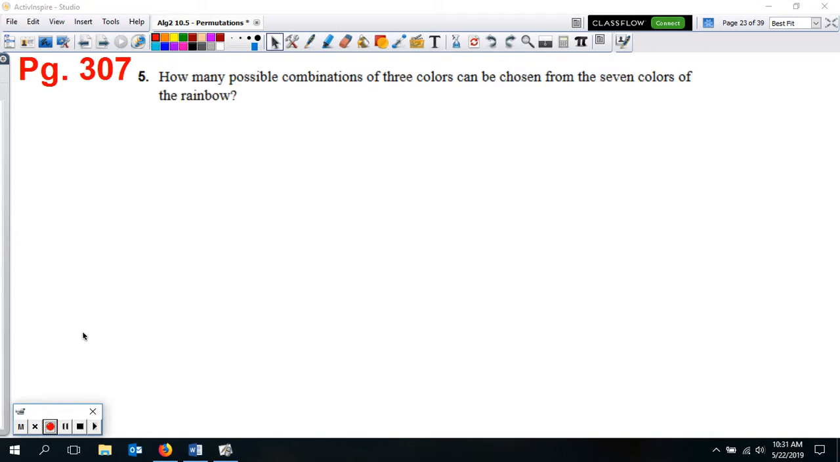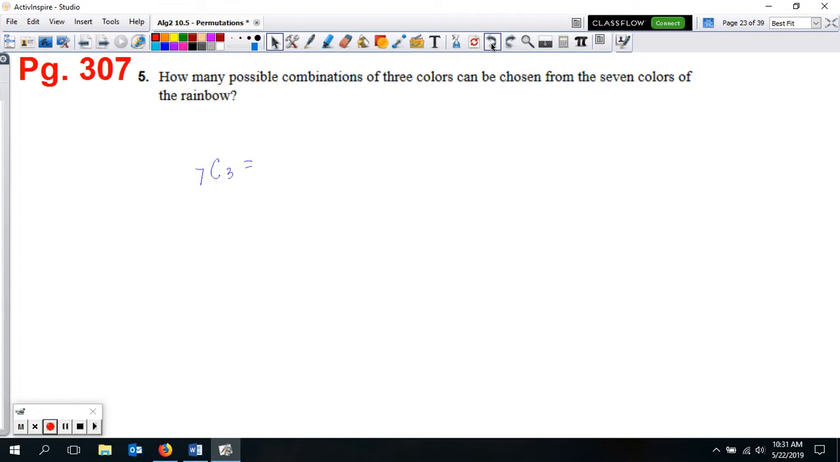Okay, so back to our extra practice, page 307, number 5. It says how many possible combinations, and so there it gives you the way right there. It's a combination. We're not doing a permutation. How many possible combinations of 3 colors can be chosen from the 7 colors of the rainbow? So we have 7, but we're going to choose 3 of them. So we want to write that as a notation. Go ahead and write it down like this, with 7 choosing 3.